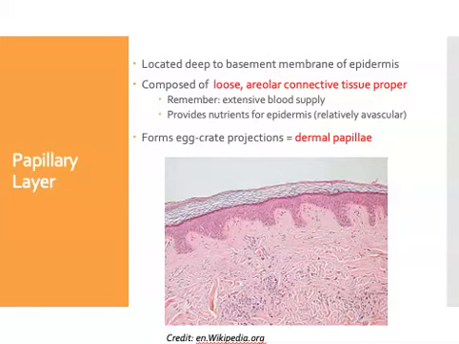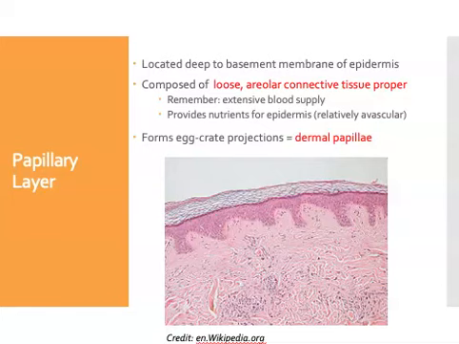Now, the other thing to notice about the papillary layer is that it makes these sort of hills and ridges that bump up into the epidermis. These are what some people describe as egg crate projections. If you've ever seen that kind of foam that some people use on their mattress or underneath their mattress called egg crate foam, that's what the papillary layer looks like.